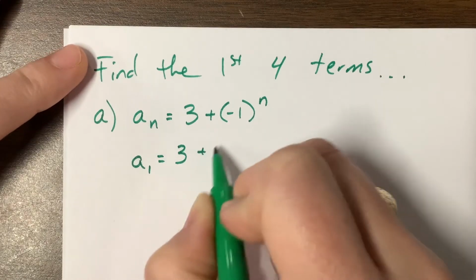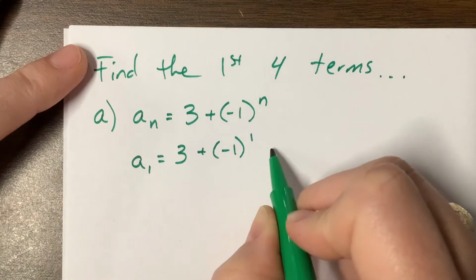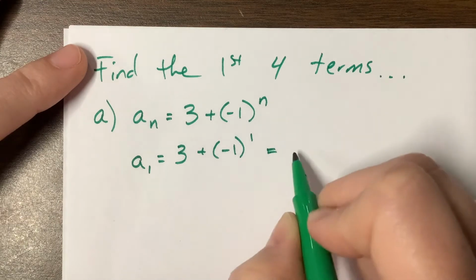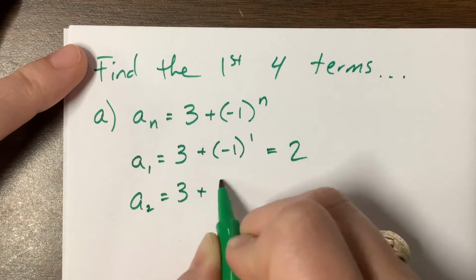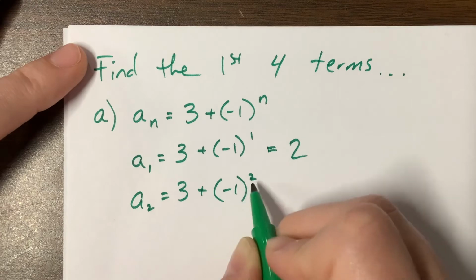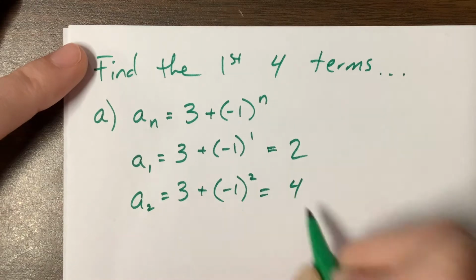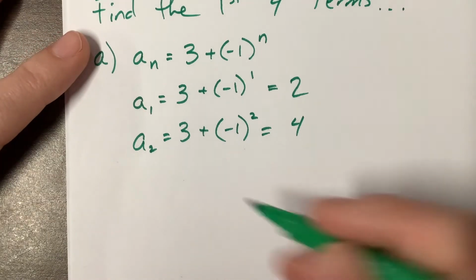for n. And so negative 1 to the 1 is going to be a negative 1, and so plus 3 gives us 2. And then our second term, we'd come back to that original equation, and we would now plug in 2. Well, negative 1 squared becomes a positive 1, and this is going to be 4. And hopefully at this point you see that we're just going to oscillate between 2 and 4.